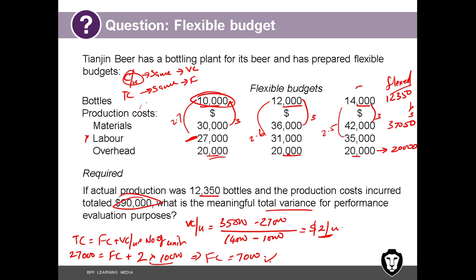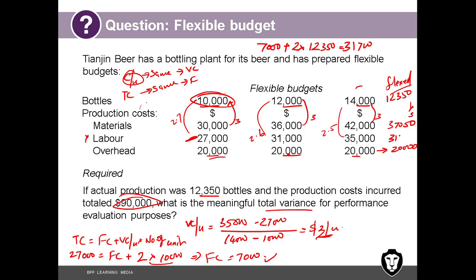Now you found the fixed labor cost and variable labor cost. Now we can find it for 12,350 units. How? Fixed cost 7,000. Variable cost per unit is 2. You want it for 12,350 units. Altogether, if you do this in the calculator, you will get 24,700 plus 7,000, 31,700 you will get.